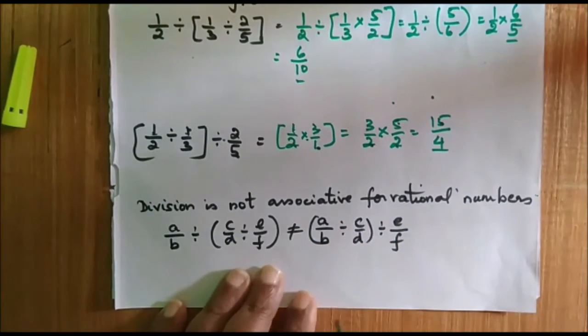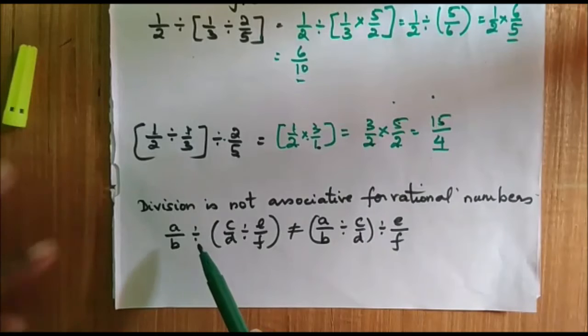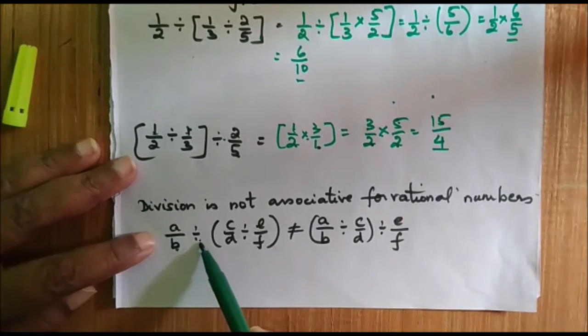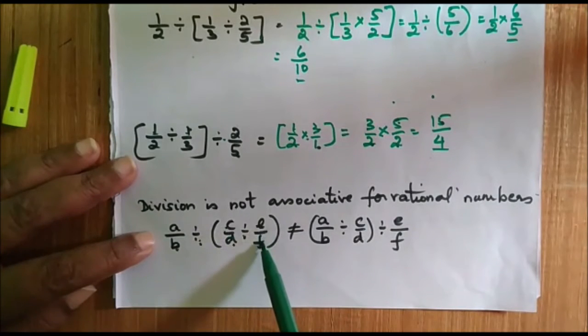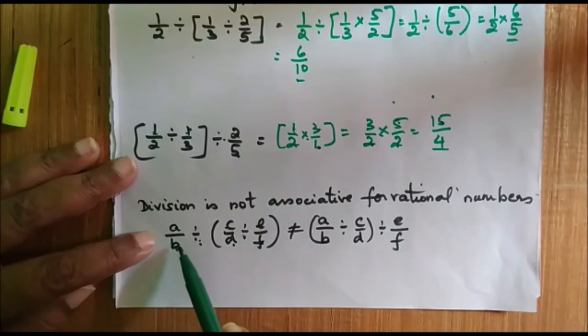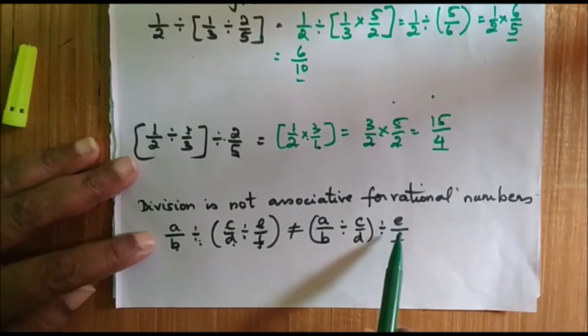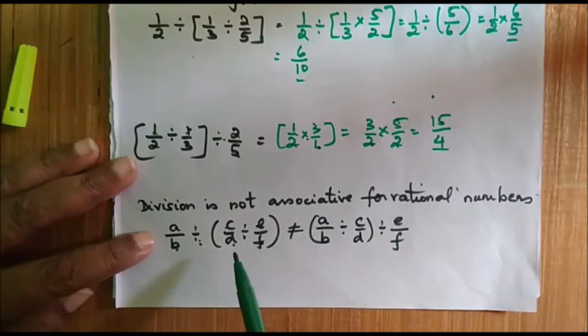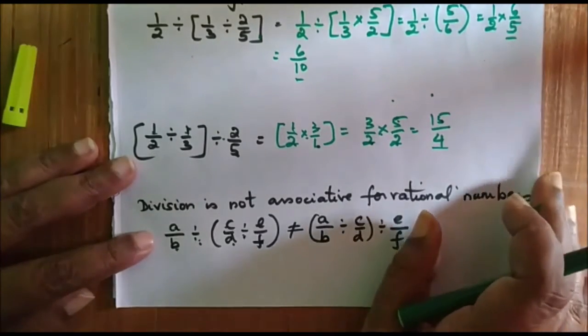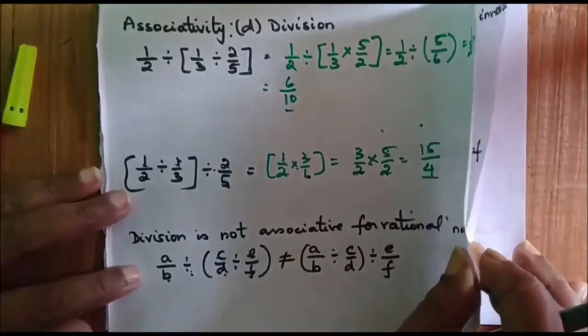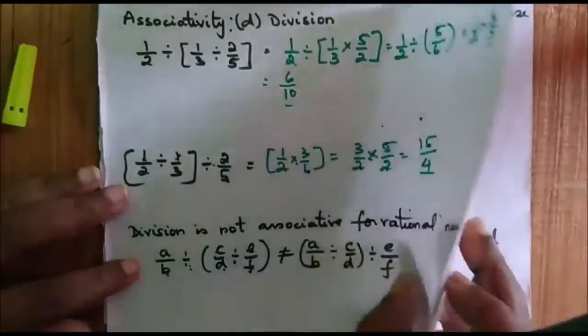That is, for any three rational numbers, a by b divided by (c by d divided by e by f) is not equal to (a by b divided by c by d) divided by e by f. Hence, when we change the order of the numbers, the answer also changes.